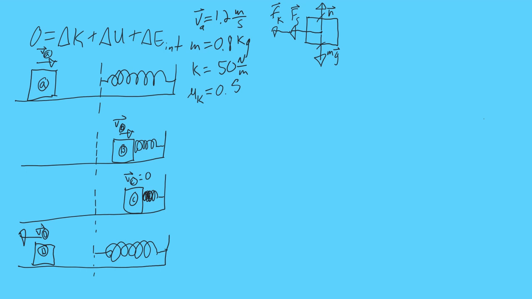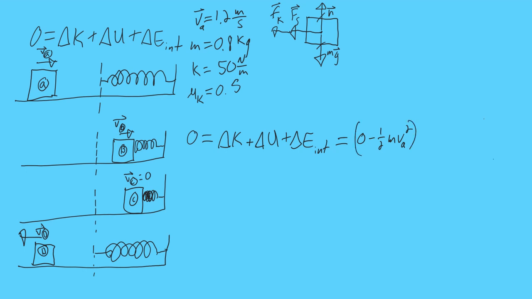So we are going to write our conservation of energy equation. That's going to be 0 is equal to the change in kinetic energy plus the change in potential energy plus the change in the internal energy. Let's fill it in. We know that our final kinetic energy is going to be 0 now, right? It's going to stop at the end. So it's going to be minus 1 half m v_A squared.